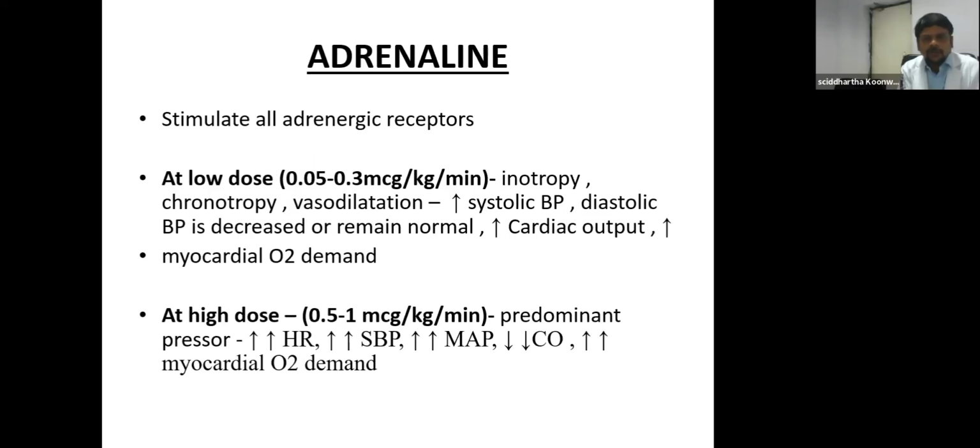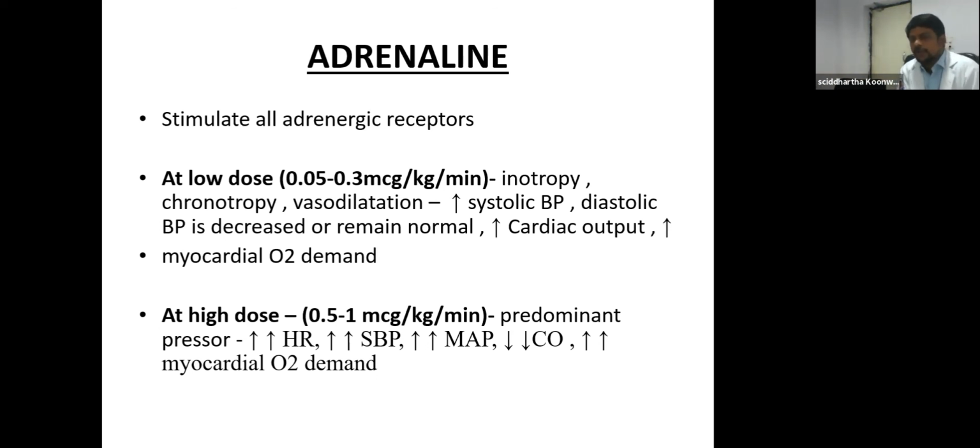We are going to discuss a few inotropes that are routinely used in PICU settings in patients of shock. Adrenaline, which is used in all patients, is the preferred agent in cold shock. Adrenaline acts on all adrenergic receptors, whether alpha or beta, at low doses, that is at a dose of 0.05 to 0.3 microgram per kg per minute. It is a good inotropic agent.